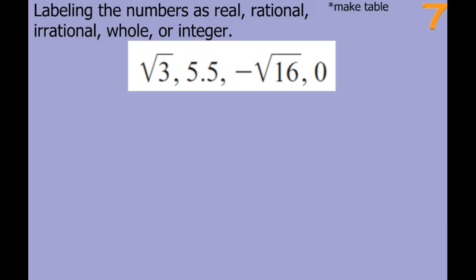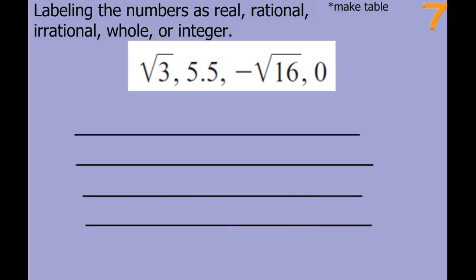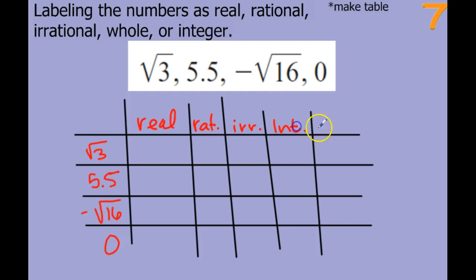Alright, trying to make this last one really quick. It said label the numbers as real, rational, irrational, whole, or integer. Now you can just label them one at a time, or in the past what we did was we made a little table or a chart for us to label our numbers in. Oh, we might need one more there. So we have these numbers, square root of 3, 5.5, negative square root of 16, and 0. And we want to label them as real, rational, irrational, integer, or whole.